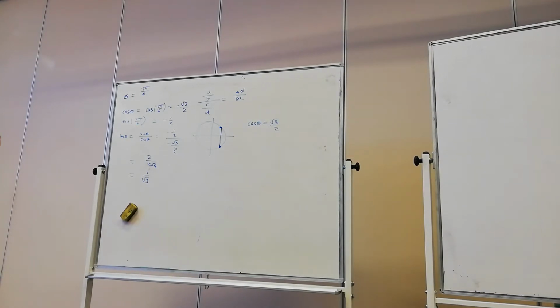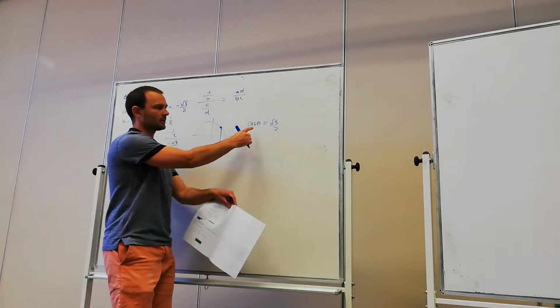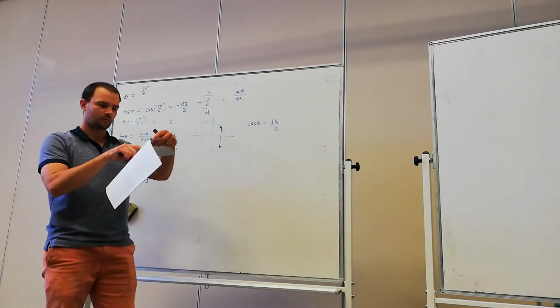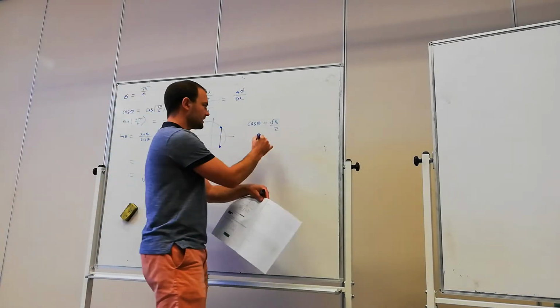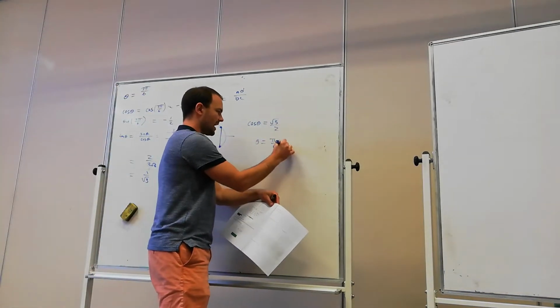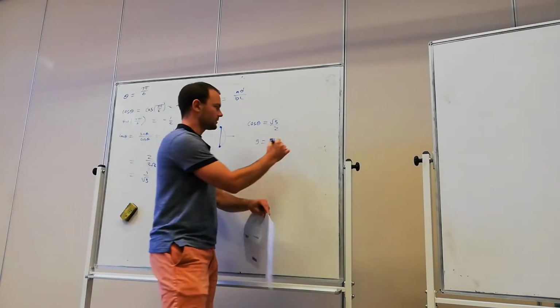And so we know where it's going to be, and we just look at our unit circle, and we're looking at where the x value, remember cos is the x value, where the x value is root 3 on 2, we've got pi on 6, and we've got 11 pi on 6.